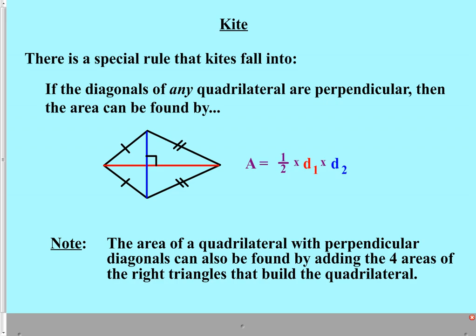So the area of a quadrilateral with perpendicular diagonals can also be found by adding the four areas of the right triangles that build that quadrilateral. This is the alternative way that I mentioned a moment ago. Most textbooks don't want you to use this diagonal formula. They want you to find the four areas of the four triangles that construct the quadrilateral and then add them all up. And that certainly is an option. However, I think that the diagonal formula is much more convenient.